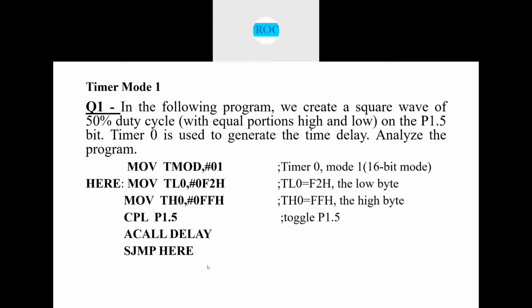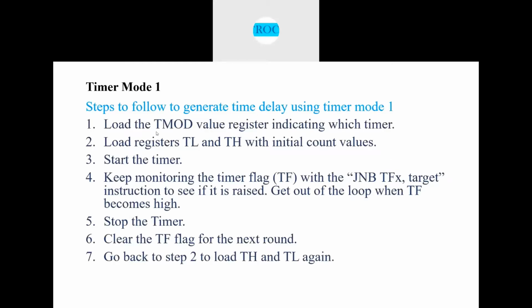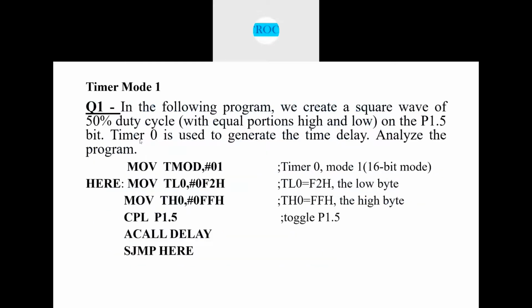Now the program is given to us, and we will try to analyze it. Let's see the steps followed here to generate the time delay, as we saw earlier. First, load the TMOD register indicating which timer. Here, timer 0 is used to generate the time delay. In order to operate in mode 1, the M0 bit should be 1 and the M1 bit should be 0. So we are loading the TMOD register with #01.